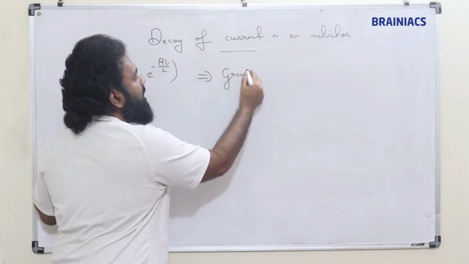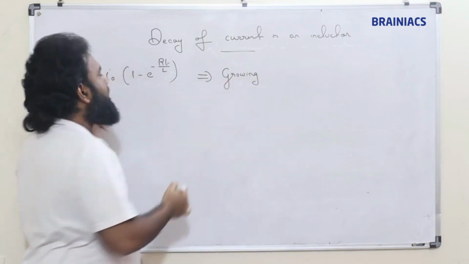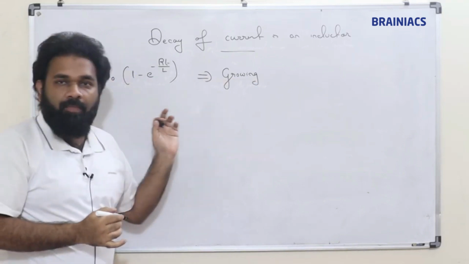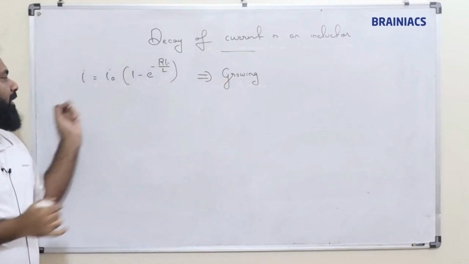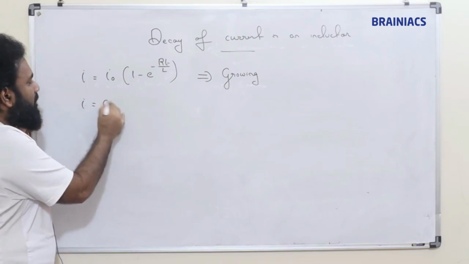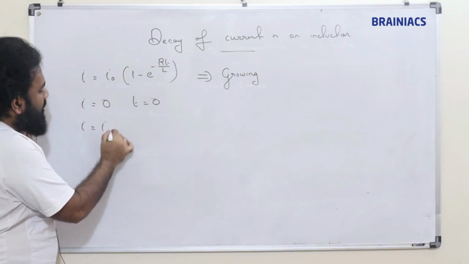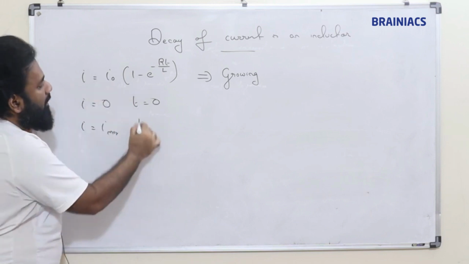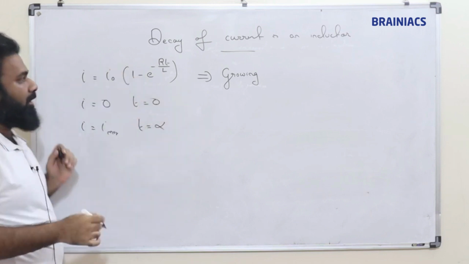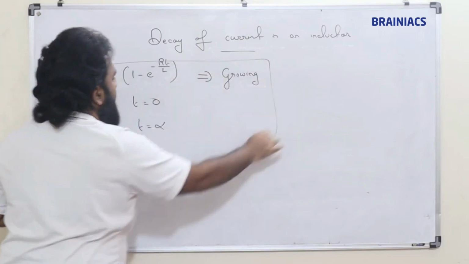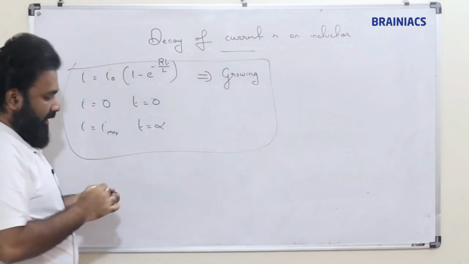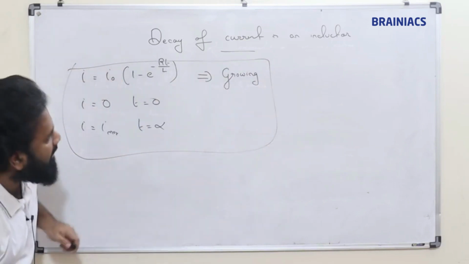When the current is growing, we can use this formula. At a time t is equal to 0, we are getting I is equal to 0, and I will be I max or I naught at a time t is equal to infinity. So all these are about the growth of current. This is what we have seen.